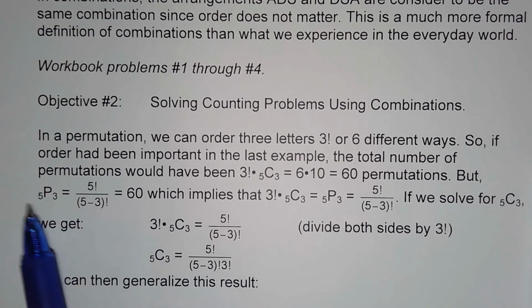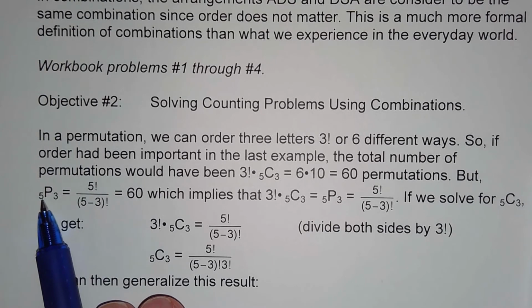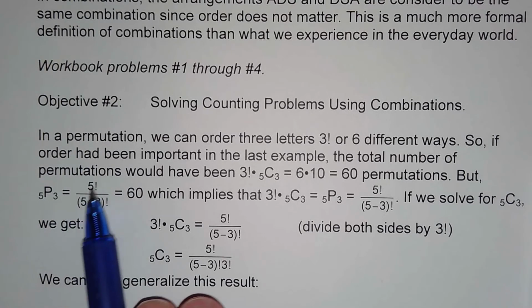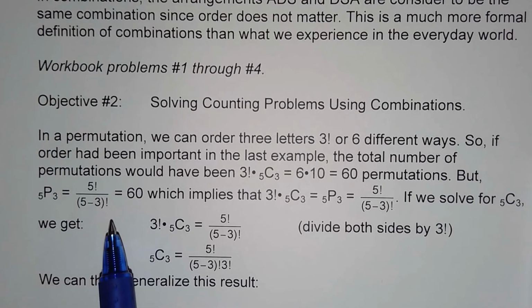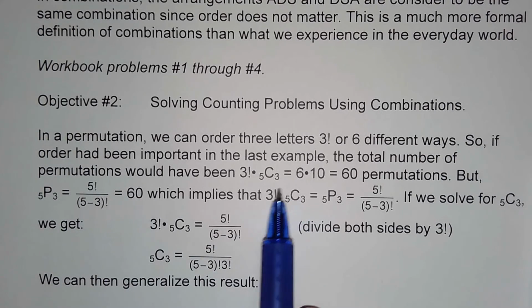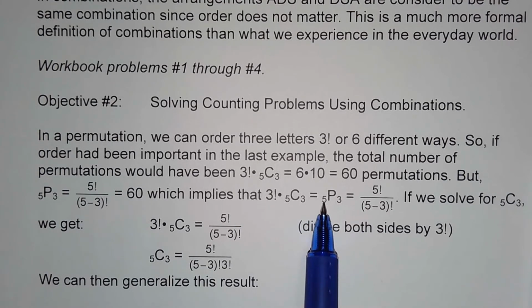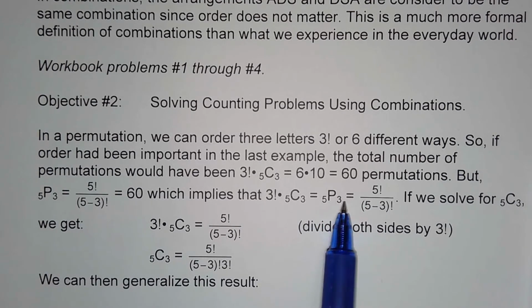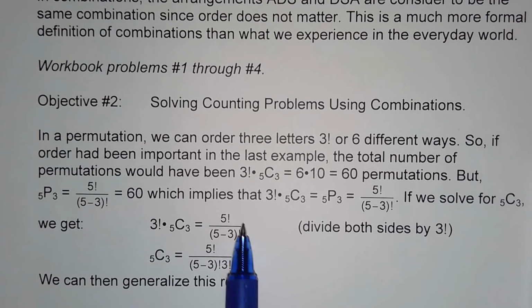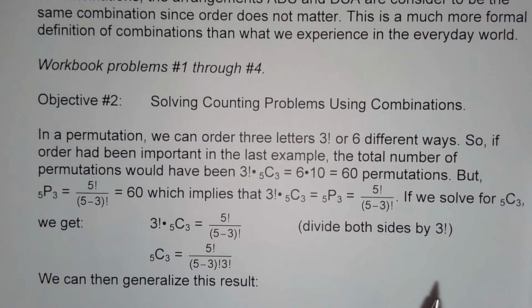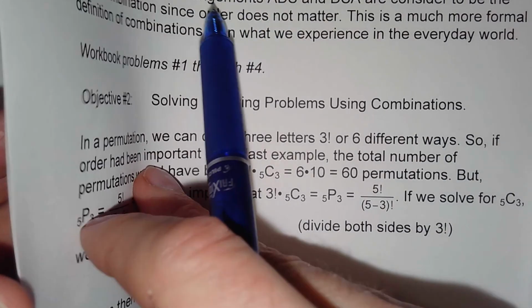So we know that 5P3 is equal to 5 factorial over 5 minus 3 factorial, which is 60. This means that 3 factorial times 5C3 equals 5P3. If we divide both sides by 3 factorial, that gives us how to find 5C3. We can then generalize this result.